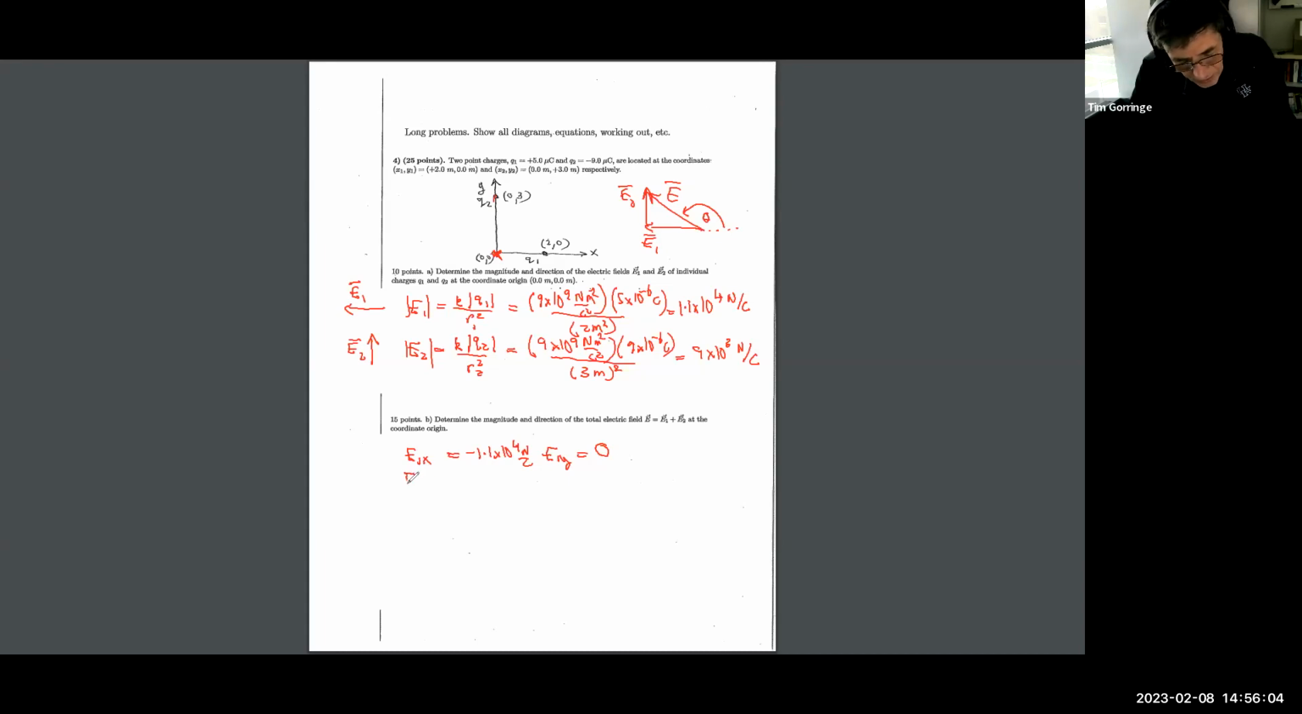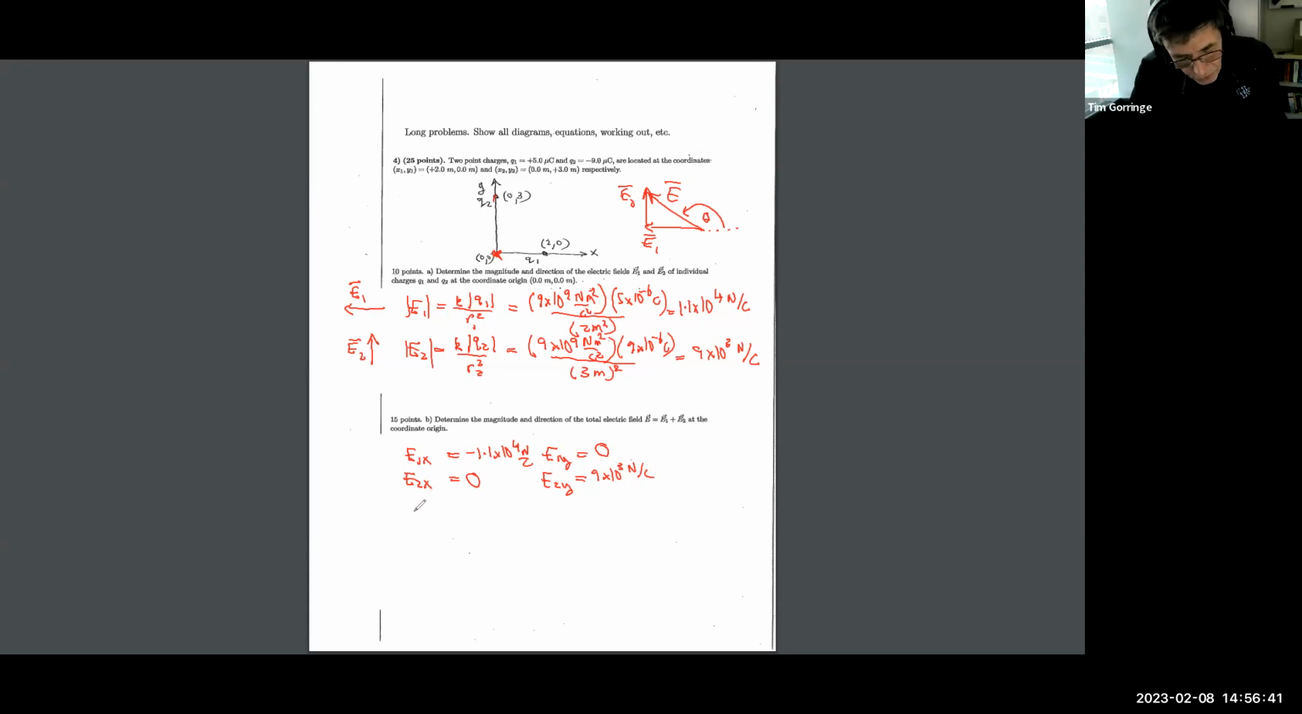The second electric field, E2, we want its x component, E2x. We want its y component, E2y. And this too is easy. This field is just simply vertically upwards. There is no horizontal component. So E2x is 0 in this case, and E2y is 9 times 10 to the 3 newtons per coulomb. So that's writing out the two individual fields in terms of x and y components.